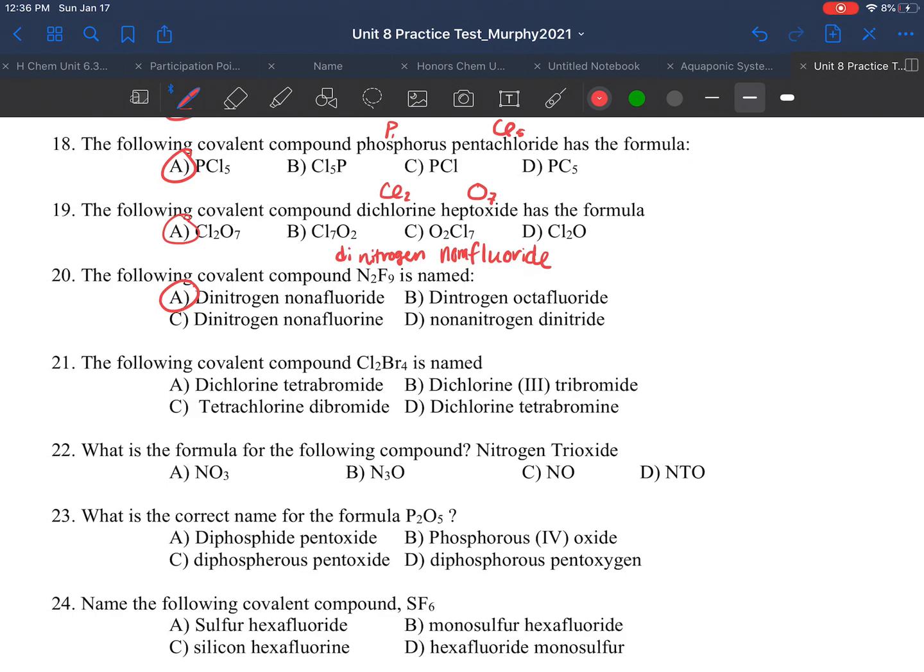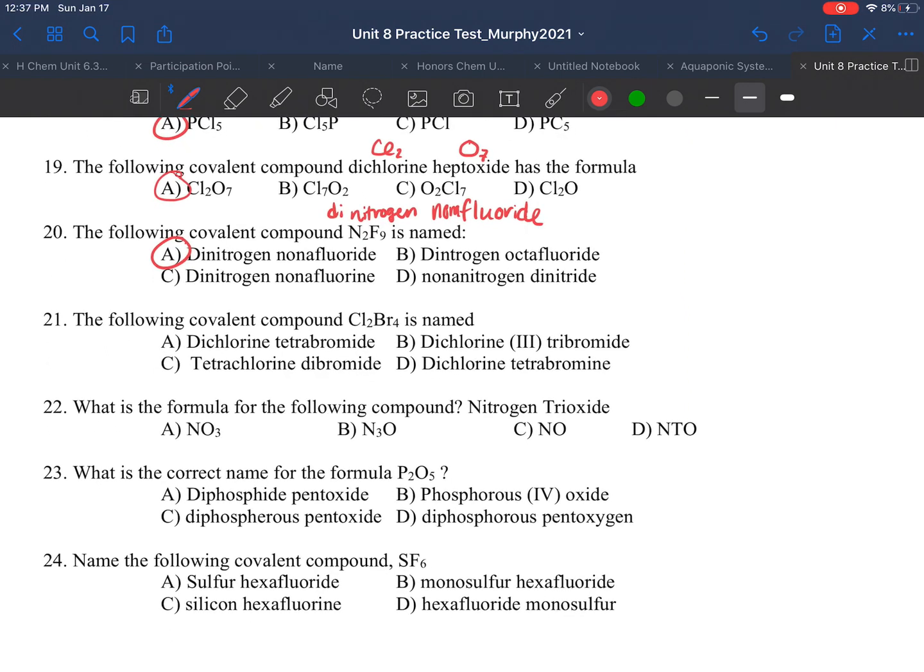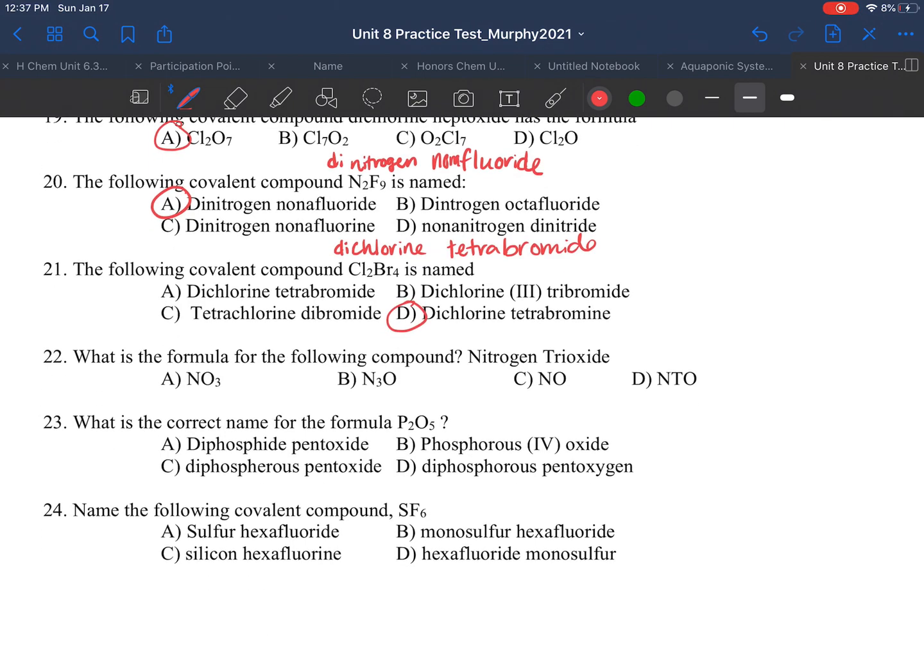The following covalent compound is named. So again, we have 2 of them. So we're using di. And since it's the first element here, we're going to use chlorine. The second prefix is tetra for 4, and then bromide. So we're looking for dichlorine tetrabromide, that gives us D. Oh, and I circled the wrong one. I wrote it. Sorry. A.